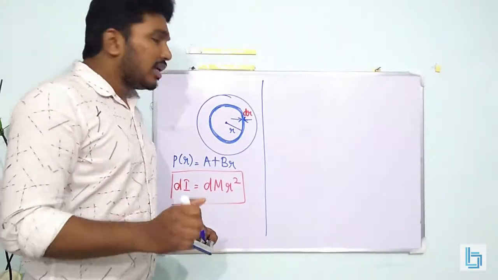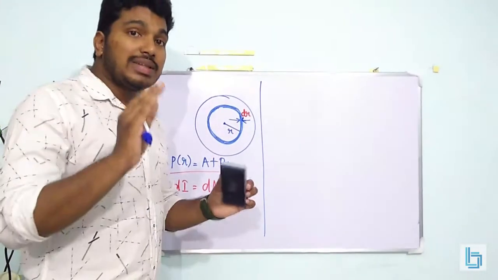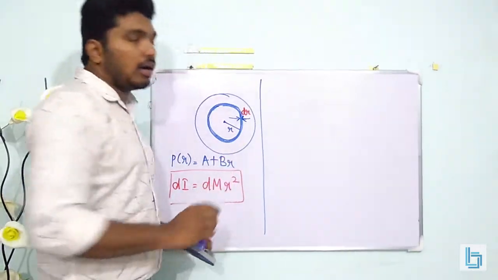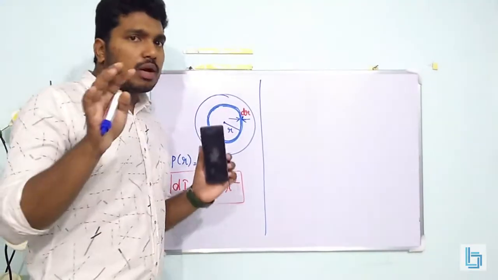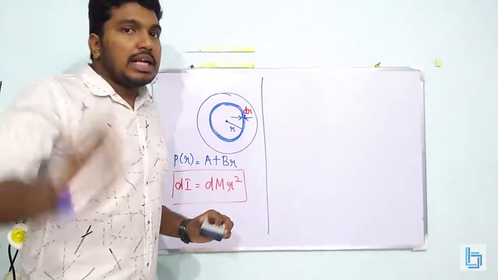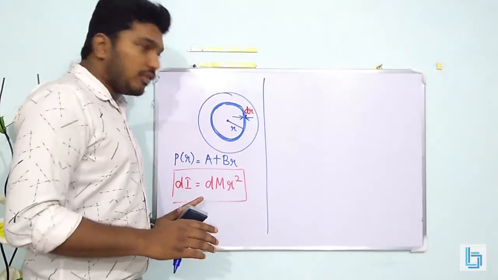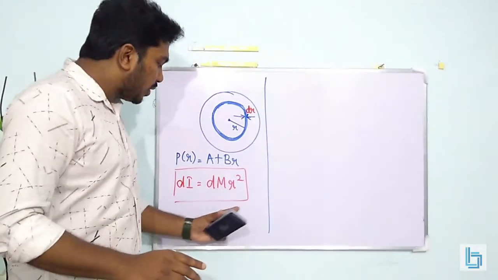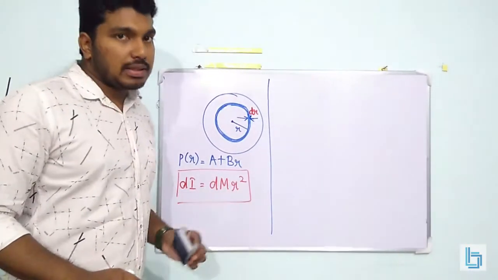Now, it is given in the question that the density varies with the distance from the center as a + br, where a and b are constants. So the condition we are going to apply here is dI, the moment of inertia, corresponds to dm into r squared. I'm very sure that you're all familiar with this formula. So how do you apply this?